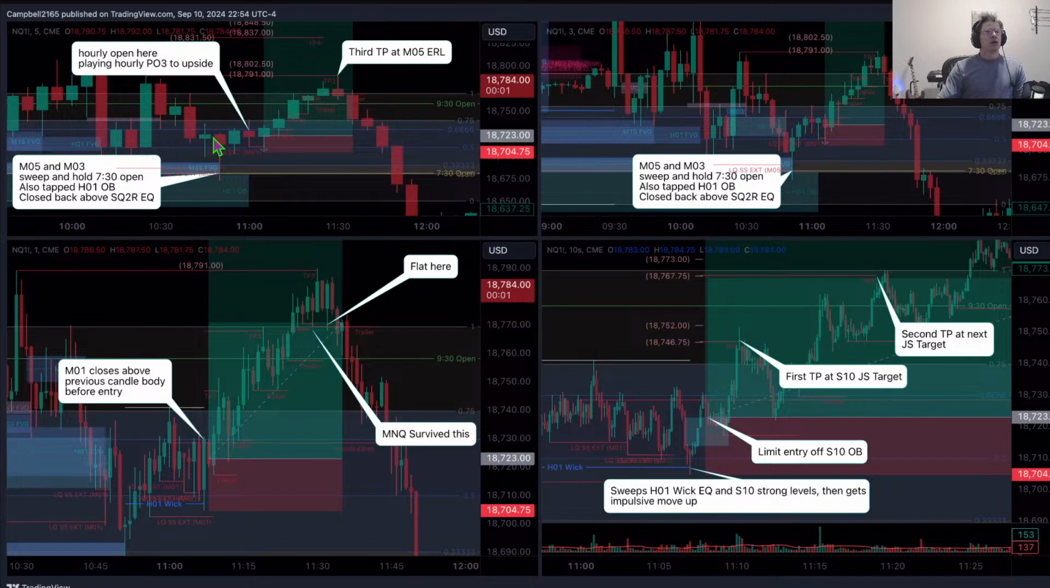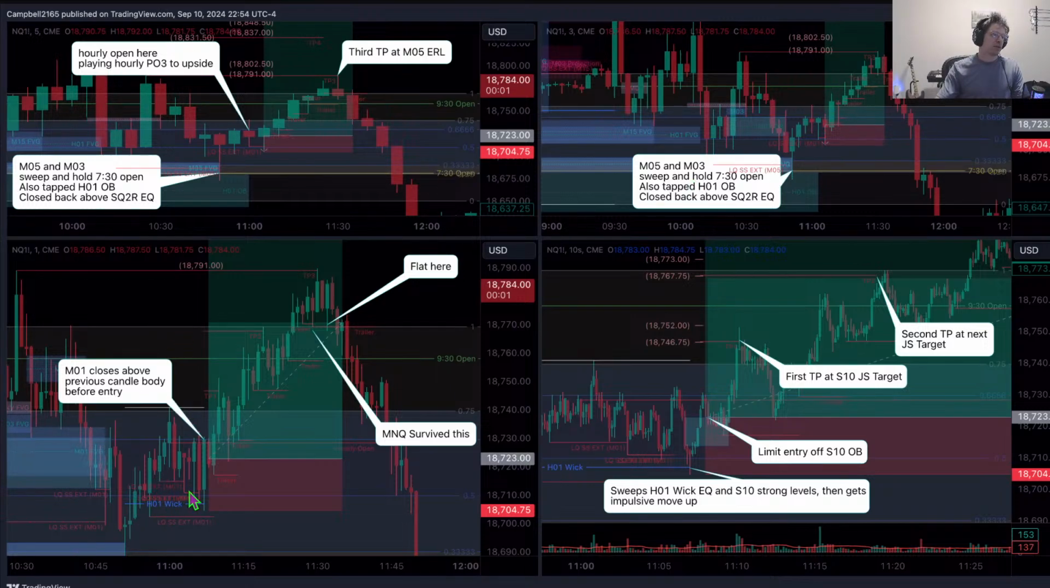So M5, this is a sweep entry, so it's that reversal off of targets. And then same thing on the M3, right? So the M3 sweeps and closes back. In fact, it closes back above the 50% and then continues moving. And so that's where I get that idea.